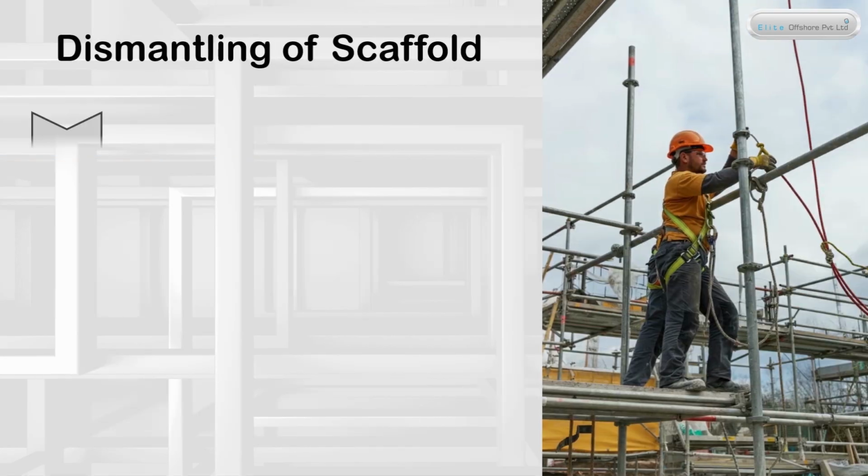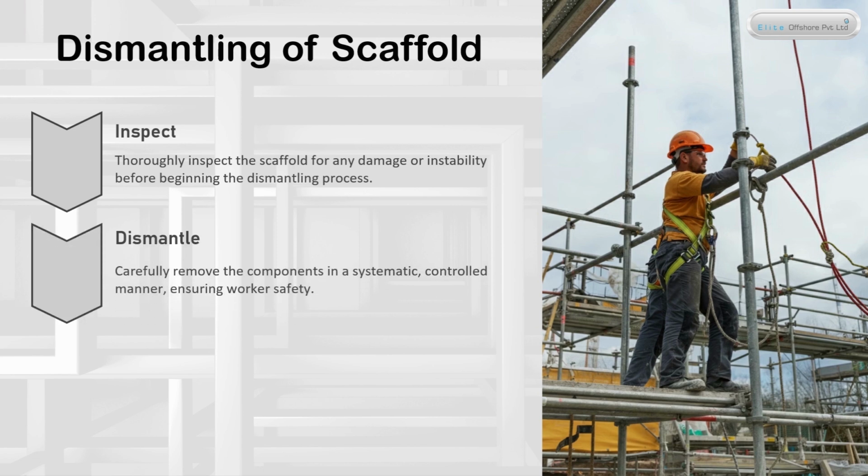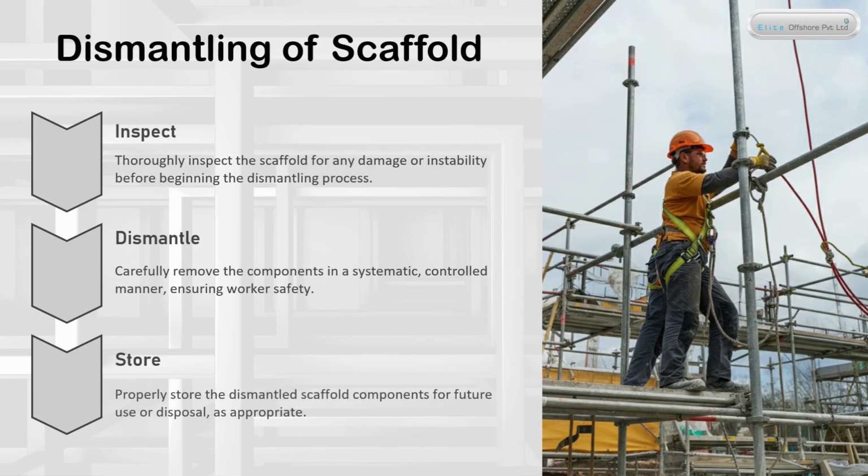Dismantling of scaffold. Inspect. Thoroughly inspect the scaffold for any damage or instability before beginning the dismantling process. Dismantle. Carefully remove the components in a systematic, controlled manner, ensuring worker safety. Store. Properly store the dismantled scaffold components for future use or disposal, as appropriate.